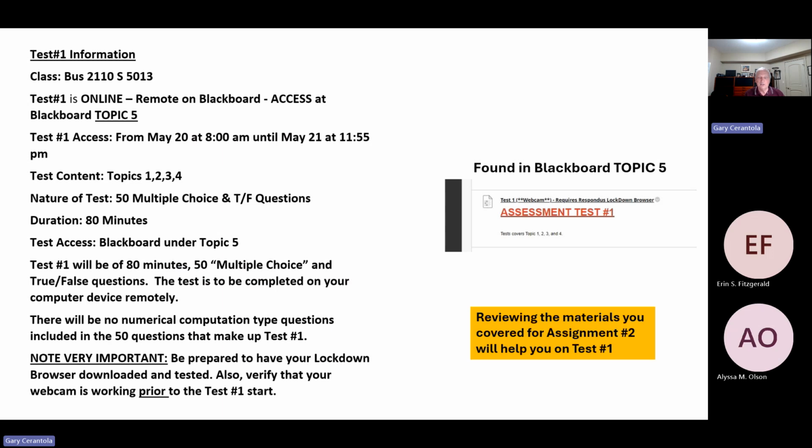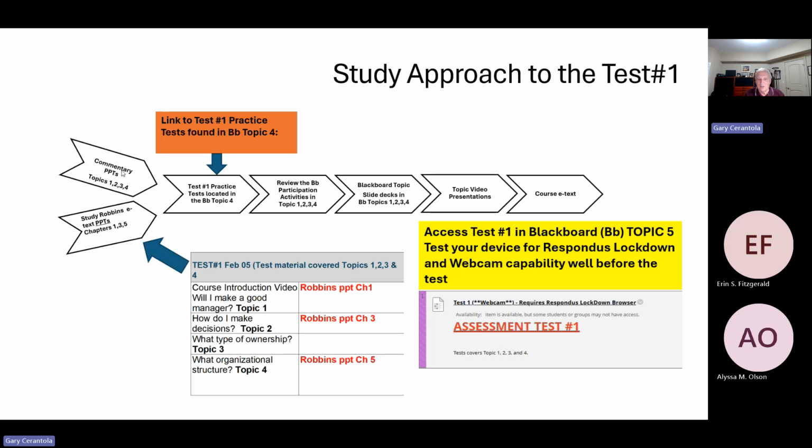And again, I get back to all the things that are really important about studying for this test. The commentary PowerPoint presentations, the PowerPoints from Robbins, the practice tests that you see in topic 4. You review the participation activities, and again, the assignment number 2. If you go and review all the stuff that you needed to cover to do that assignment number 2, there's a lot of good, rich information there that'll help you do well on the test.